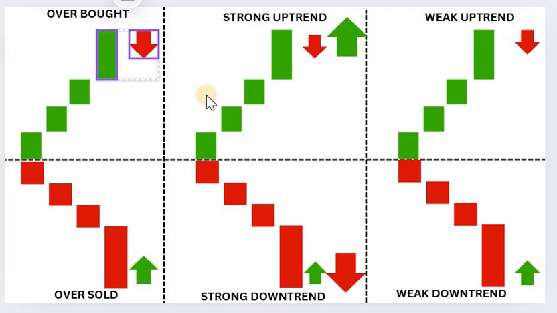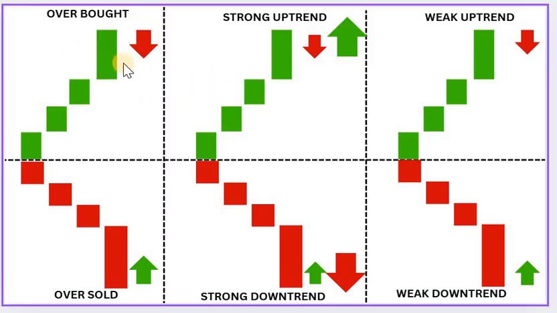Now, the next is in an overbought area. Like you see, I did a red arrow here to signify that it's going downward, but in a strong uptrend, this candlestick is supposed to mean a reversal. But when the trend is so strong, it will most likely go down a bit and then go up.